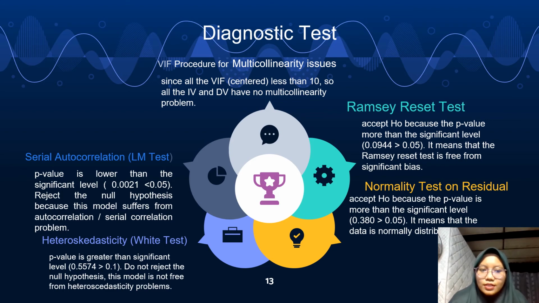And the fourth test is heteroscedasticity. Our p-value is greater than 0.1. We did not reject the null hypothesis, but this model is not free from heteroscedasticity problem. And the same applies to autocorrelation because in this test the p-value is lower than the significance level. So we have to reject the null hypothesis because this model suffers from autocorrelation or serial correlation problem.